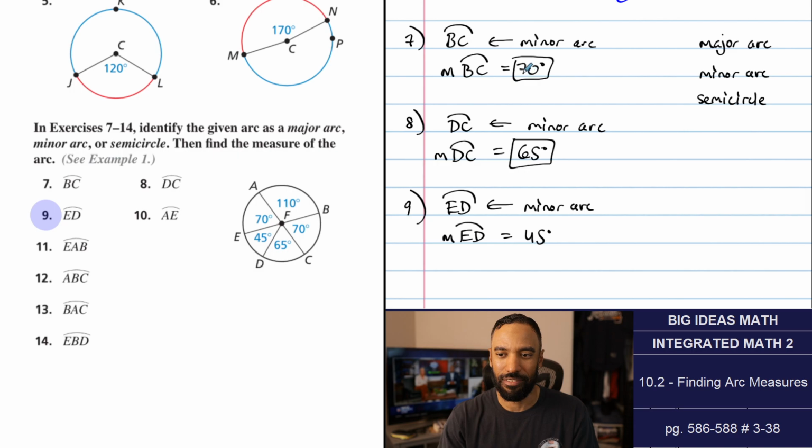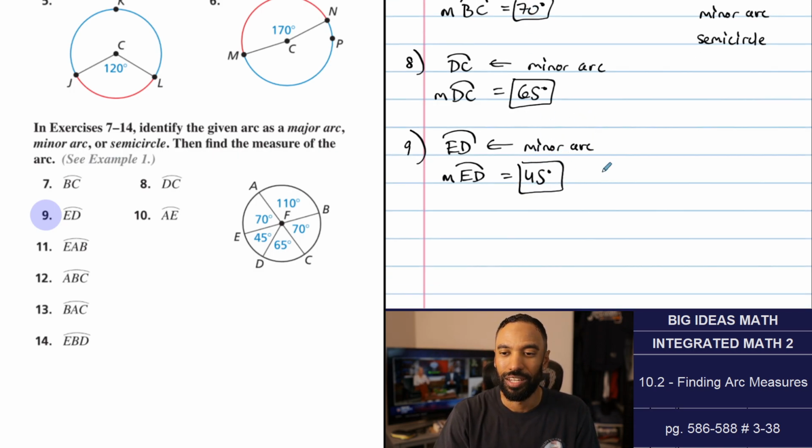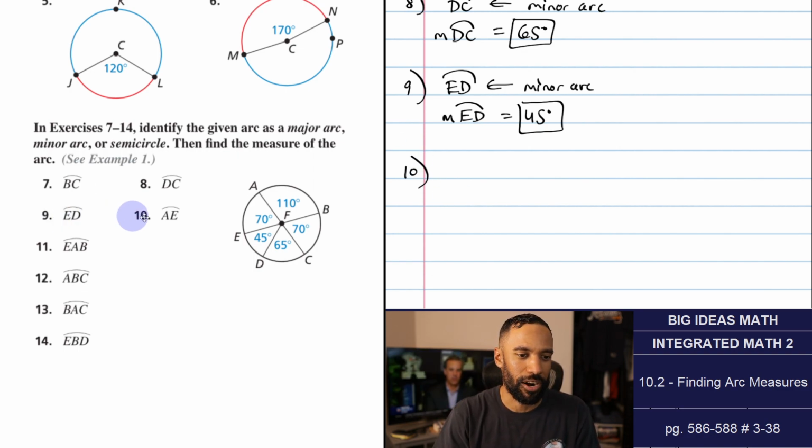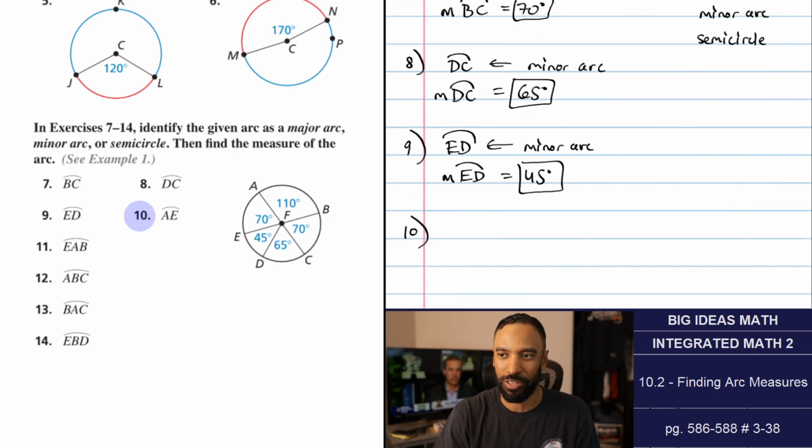So we've seen a 70, 65, and 45 degrees. These arcs, by the way, were all adjacent. So I don't know if that's going to show up later when we do something with it. And number 10 is also a minor arc. I don't think we're doing any more minor arcs after this one.